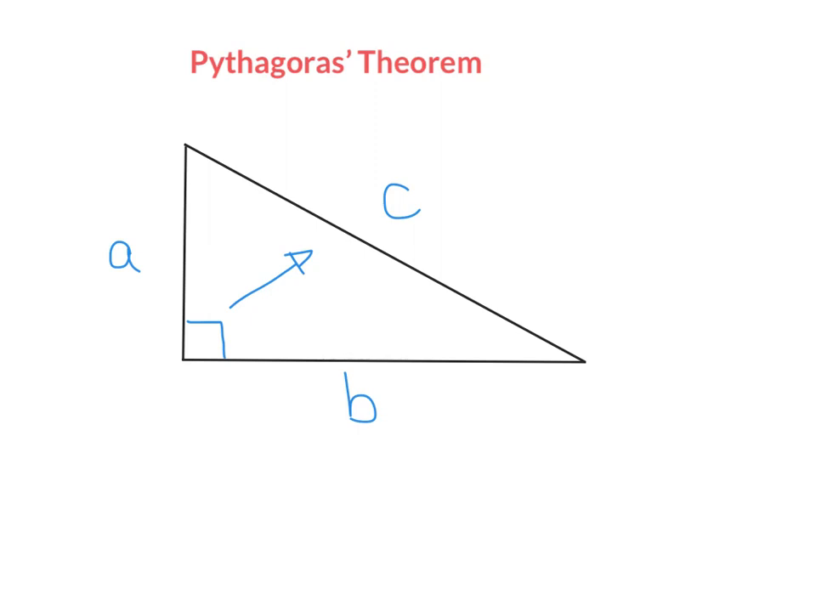Then what I want you to do is find out what A squared is, find out what B squared is, and find out what C squared is. And then I want you to see if you can find a relationship between them.